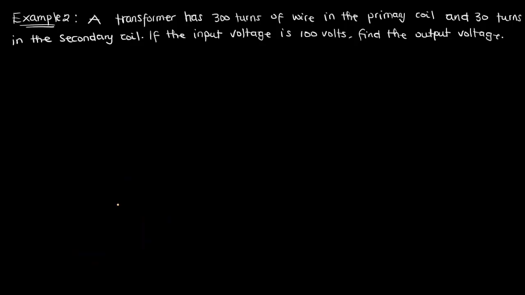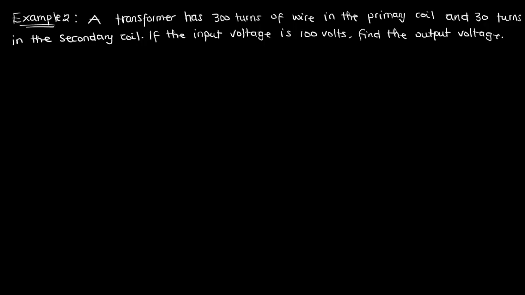We have a transformer which has 300 turns of wire in the primary coil and 30 turns in the secondary coil. If the input voltage is 100 volts, we have to find the output voltage, right? Now, already from reading the question, it is saying a transformer has 300 turns of wire in the primary coil. So the primary coil has 300 turns, and the secondary coil has 30 turns. This is also a step down transformer, right? Because of the number of coils that we have in both primary and secondary. So if the input voltage is 100, find the output voltage.